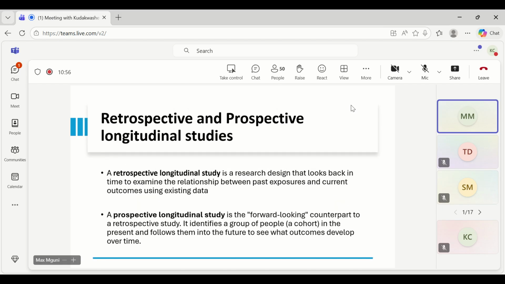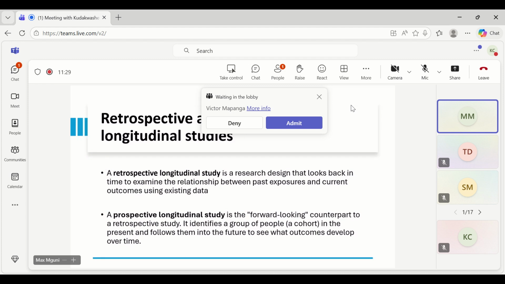As I mentioned, we've got the types of longitudinal studies. We've got retrospective and prospective longitudinal studies. The retrospective is a research design that looks back in time to examine the relationship between past exposures and current outcomes. The asbestos one in Rishavani or Mashava being a key example there. A prospective longitudinal study is the forward-looking counterpart. So these are like twins, but non-identical twins. This one now is looking forward.